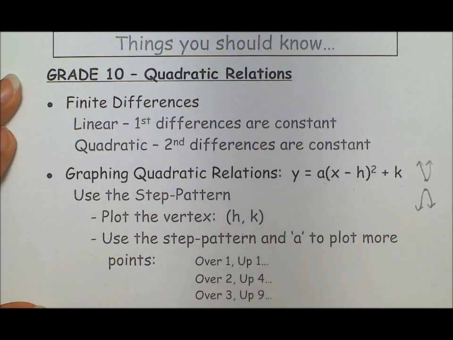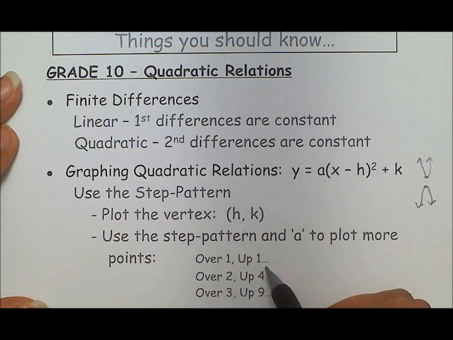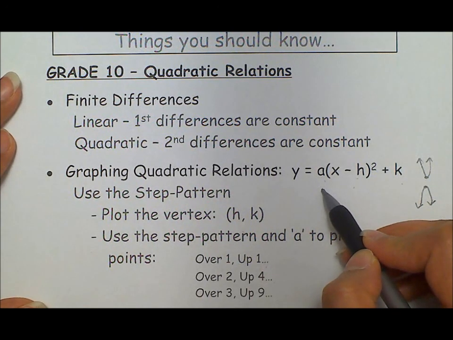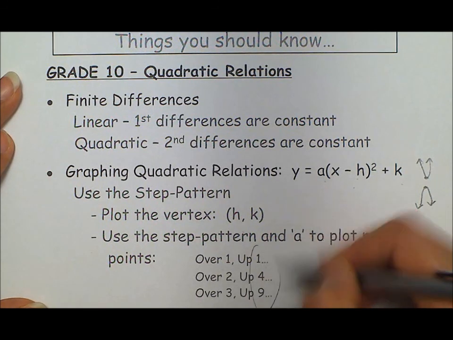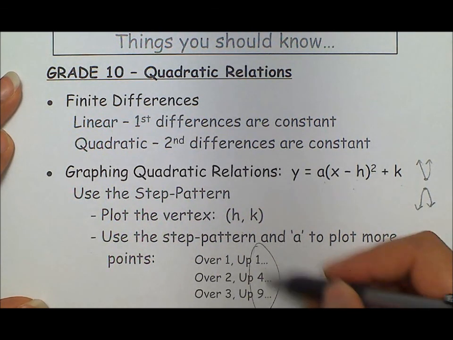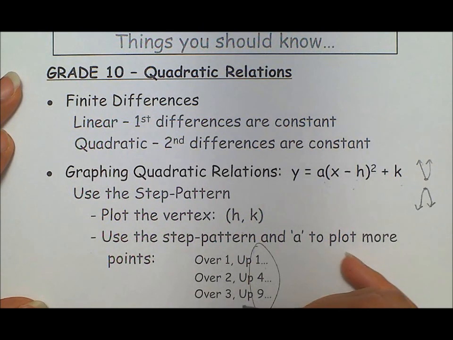Okay, so these were the regular step patterns. So we always went over 1 and then up 1, then back to the vertex, over 2 and then up 4. Then we went back to the vertex and we went over 3 and then up 9. But depending on the value of a, if the value of a was greater than 1, you know that the step pattern would increase. So these values here would change. And if it was less than 1, the step pattern here would change as well. If the value of a was negative, instead of going up, we would end up going down instead. Okay, so those are some things to remember.